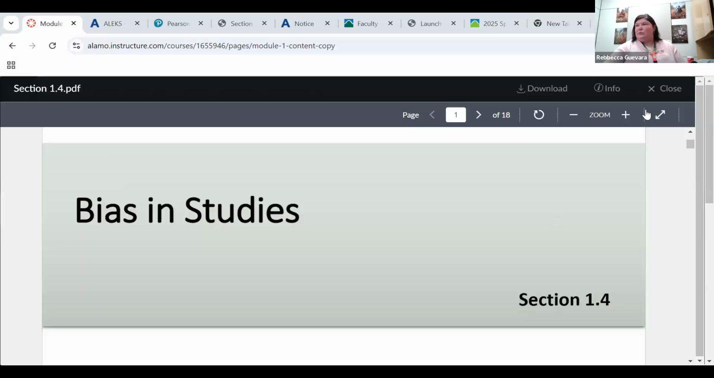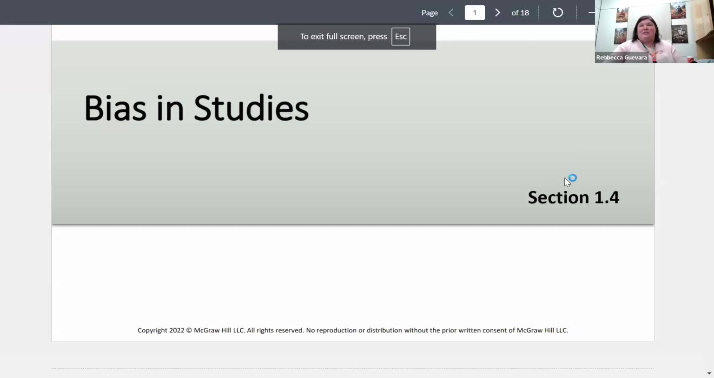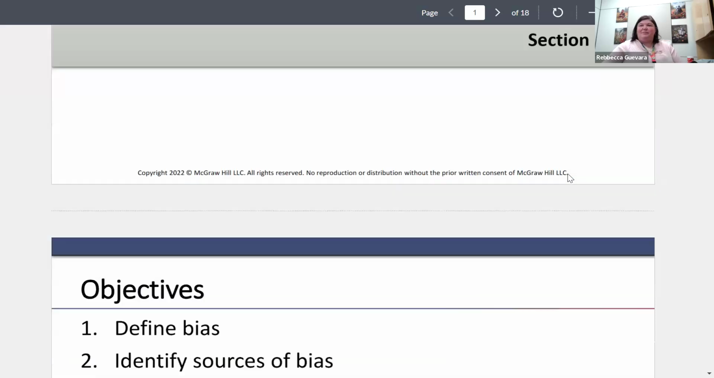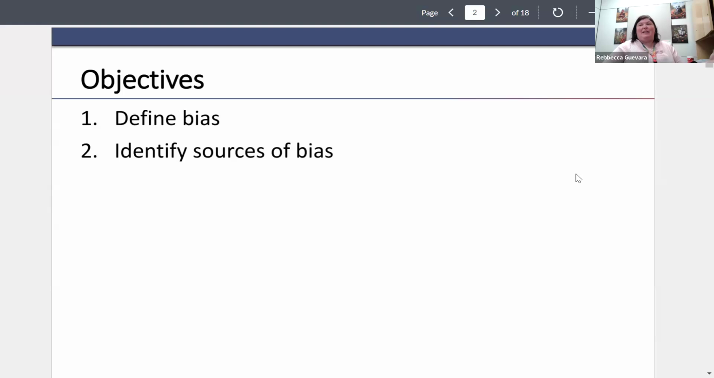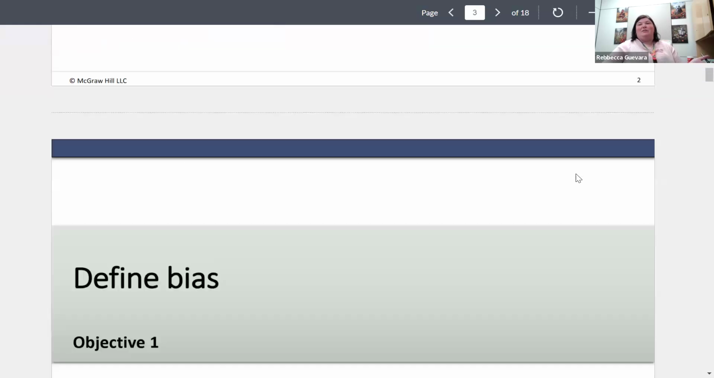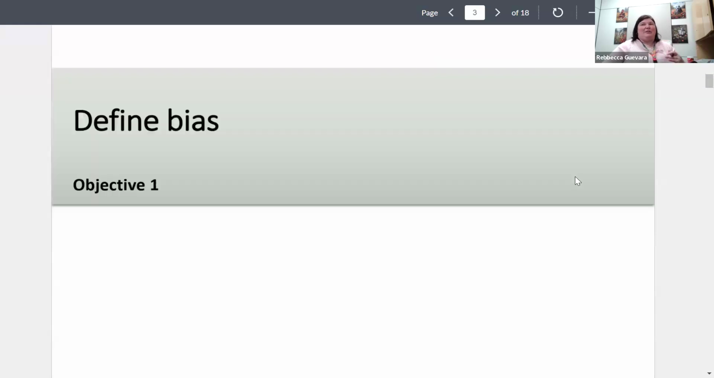Okay, so just a minute here. We're going to be finishing up section one, or chapter one, talking about biases in studies. We're going to identify bias, define it, and identify sources of bias. We already talked a little bit about bias as we were going through this, things that can cause some issues.